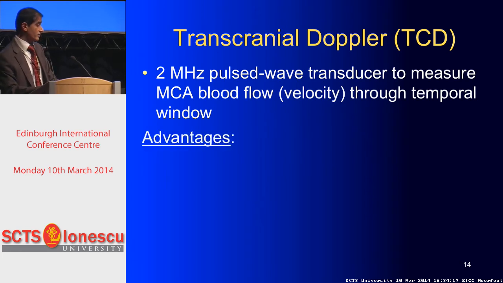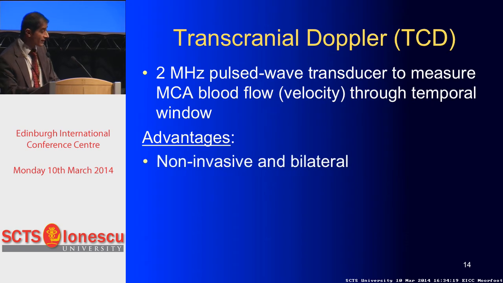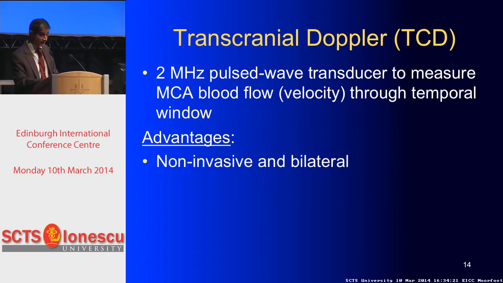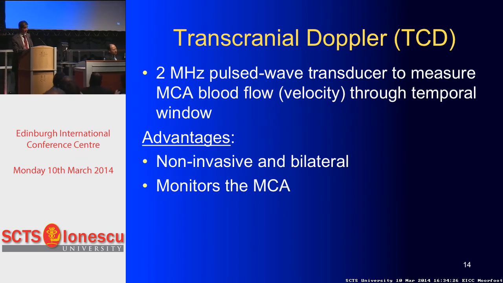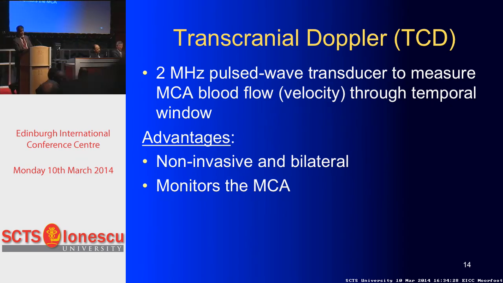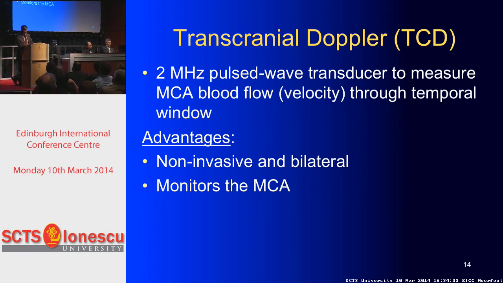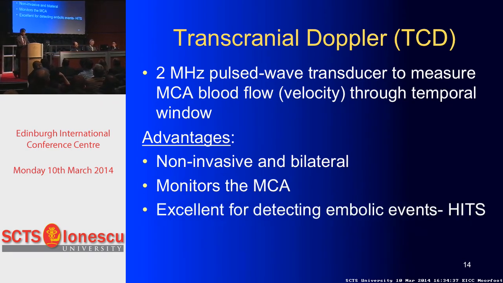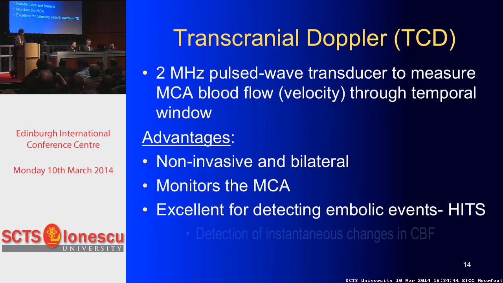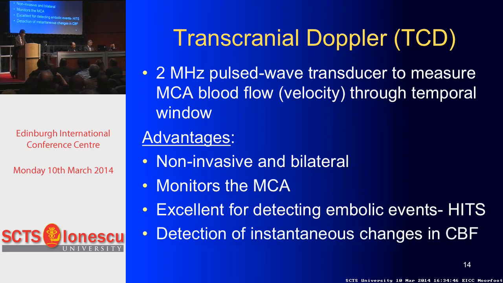The advantages of transcranial Doppler are, one, it is completely non-invasive, and you can use it for bilateral monitoring. Two, it monitors blood flow in the middle cerebral artery, which, as we've said, is the most important vessel in the brain, as it supplies about 70% of the blood supply to the ipsilateral cerebral hemisphere. It is excellent for detecting embolic events, and these are known as hits, or high intensity transient signals, and I'll show you in the next slide. And it is also useful for detecting instantaneous changes in cerebral blood flow.